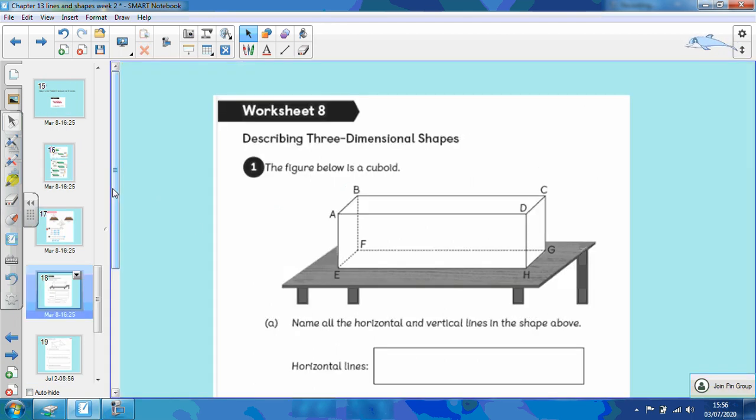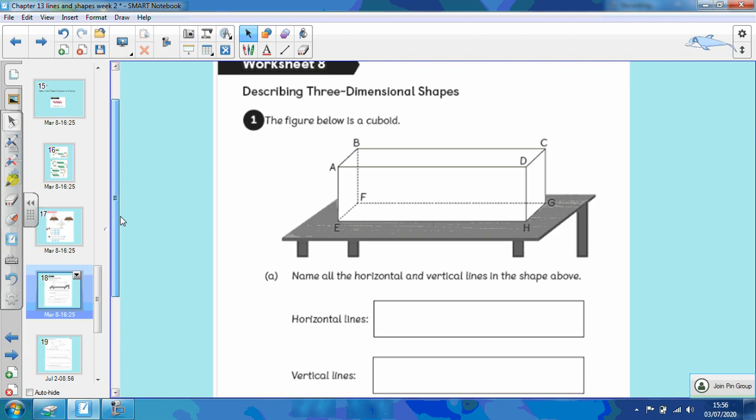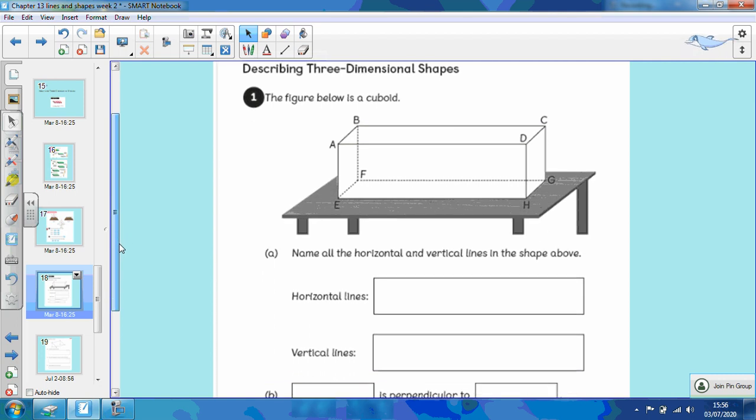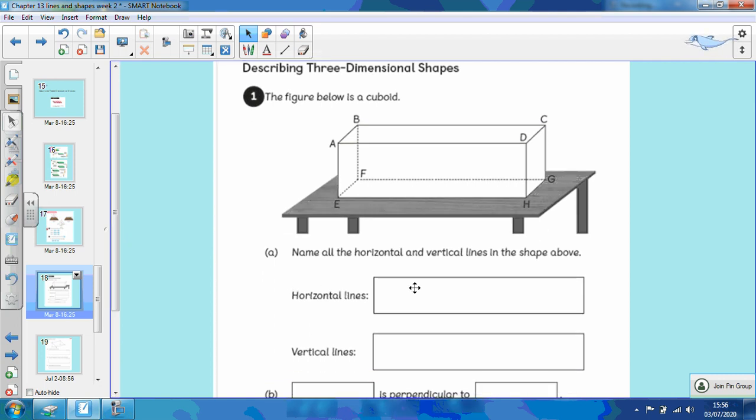Worksheet 8, describing 3-dimensional shapes. So this figure here is a cuboid. We're going to name all the horizontal and vertical lines in the shape above. So there's a box for horizontal, a box for vertical. Let's do the first one together as usual. And click in here. Horizontal lines.